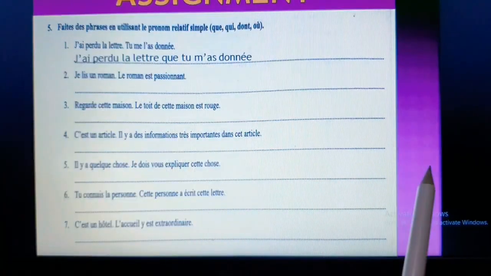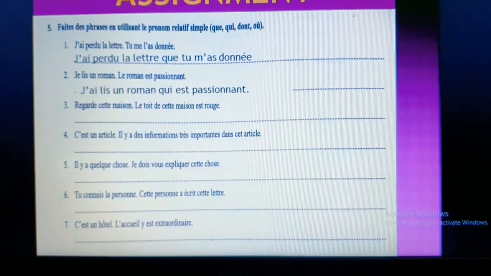Okay. Next one. Je lis un roman. Le roman est passionnant. So I read a novel. The novel was very interesting. So le roman is being repeated in the first half. So that will be the blank for this, followed by a verb. So it will be replaced by, that's right, qui.